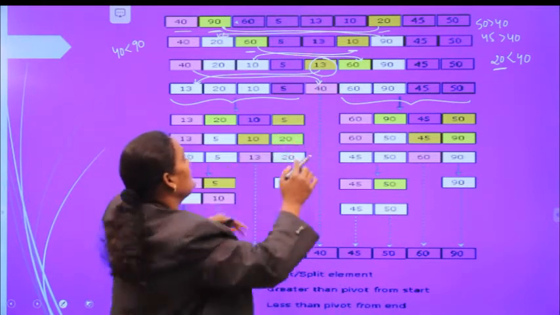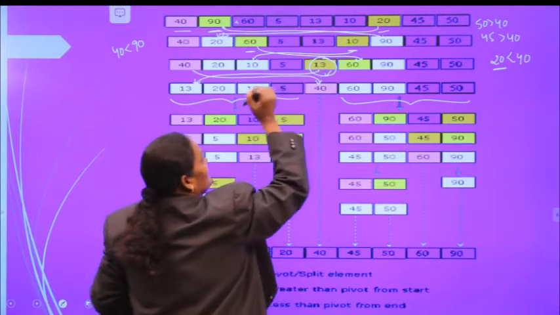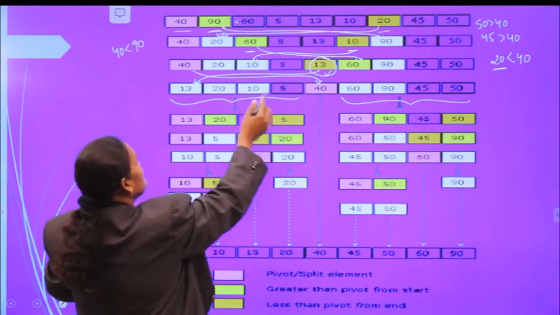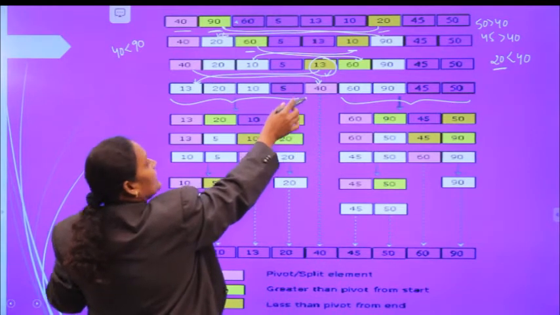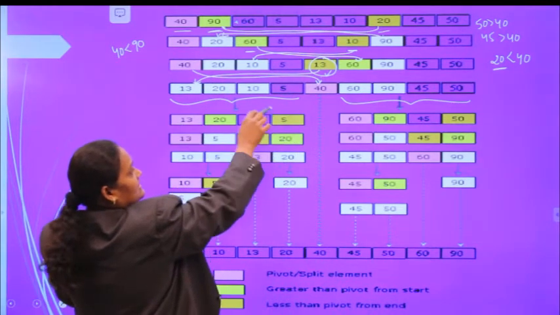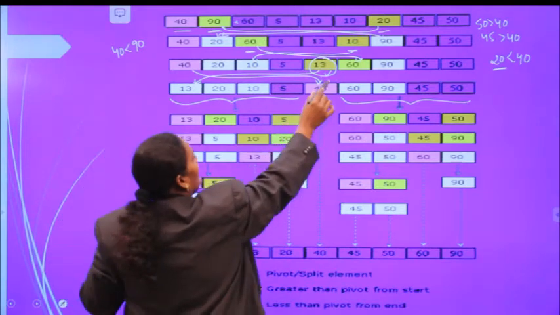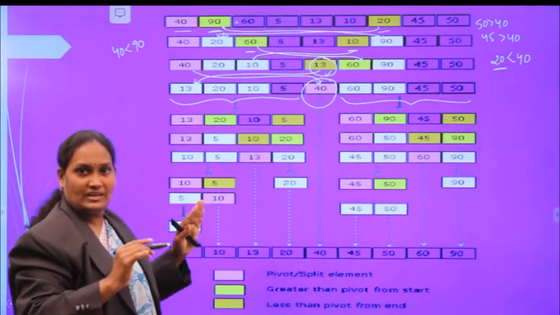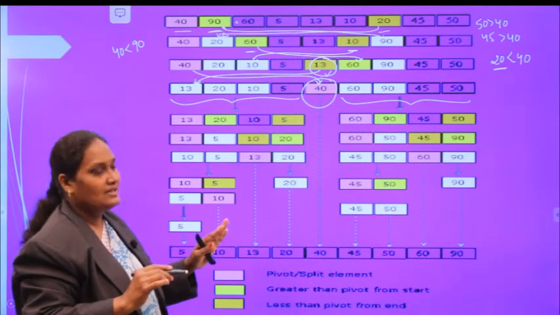So I am going to consider the last compared element. The last compared element is 13. So this 13 is replaced with 40. That is, we are swapping the 13 and 40. Now here the pivot is correctly placed in its position.